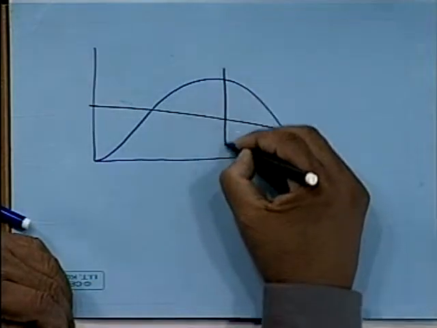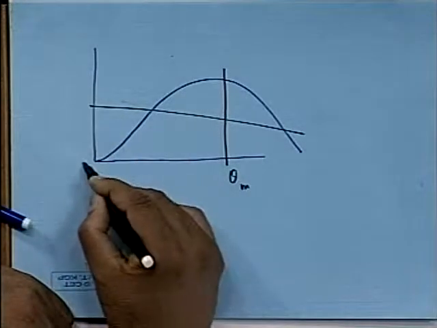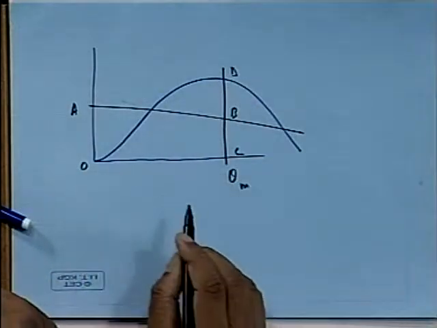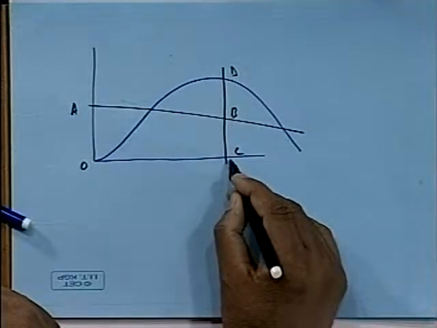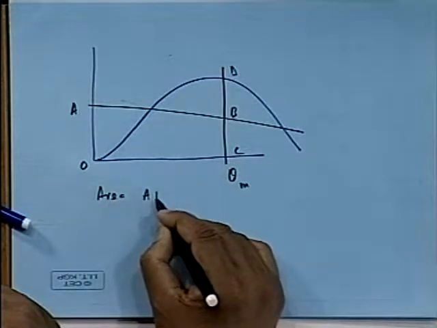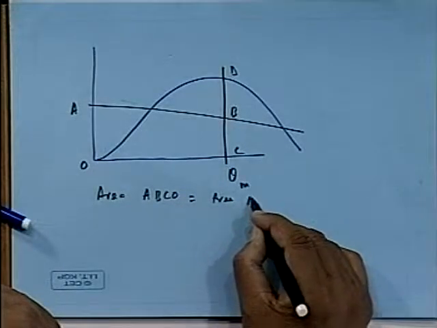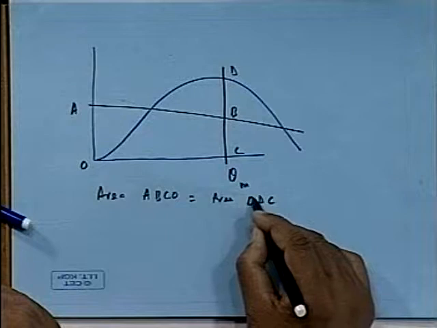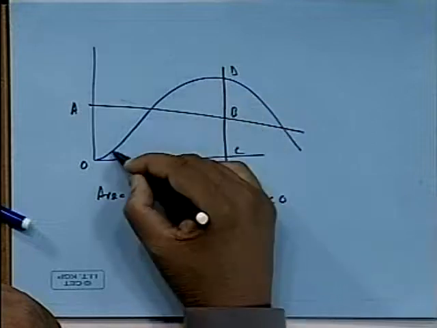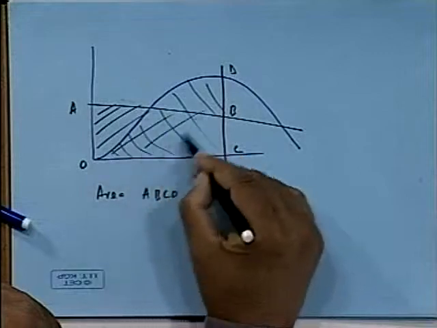So look at that. If this is my theta maximum, what we are saying is about the area under this. Let me call these points O, A, B, C and D. Now theta maximum is obviously that angle where the area A, B, C, O is equal to the area O, D, C, back to O. This area must be equal to this area.